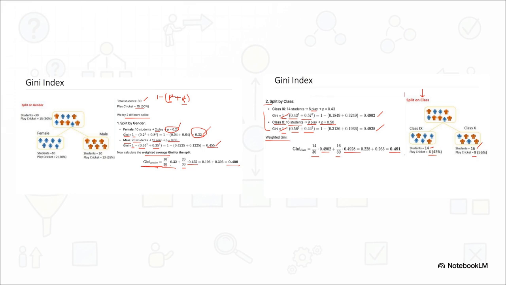Okay, let's make this super practical. Let's say we're trying to predict which students play cricket. We have two options for our first question. We could split the group by gender, or we could split them by class. Just by looking at it, which one seems to do a better job of separating the players from the non-players? Well, the tree doesn't guess. It's going to calculate the impurity for both options and tell us for sure.